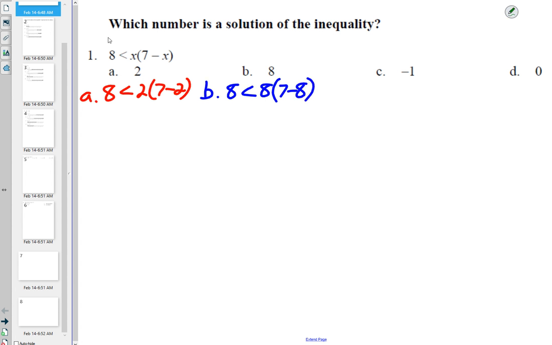So all I'm doing is taking turns replacing the x with each one of these numbers to see which one gives me a true statement. Here on this third one, on C, minus a negative 1 is the same as saying plus 1. That's how I got the plus 1. And then for D, this is my favorite number in the world to substitute. You'll see why shortly.